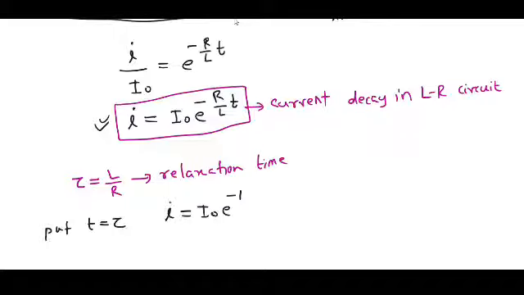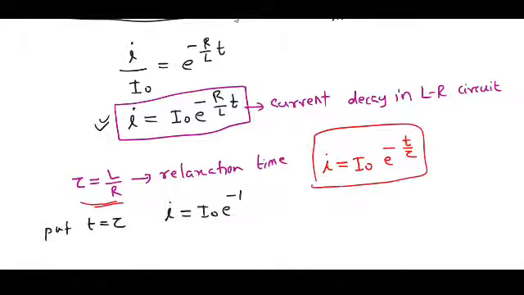Or before that, for your convenience, I will write this as I is equal to I0 e power minus t by tau, if tau is equal to L by R. Then I put t is equal to tau, so this will be t by tau, and we get e power minus 1, that is 1 by e, which is 2.718, equal to 0.3679 I0.